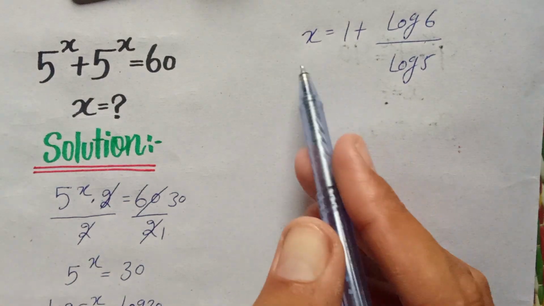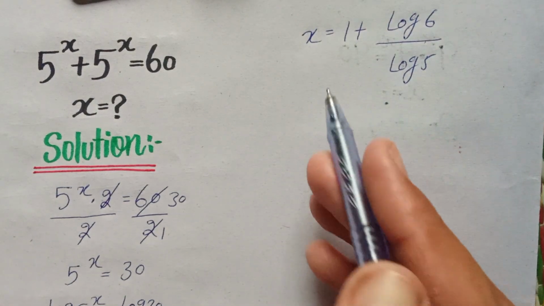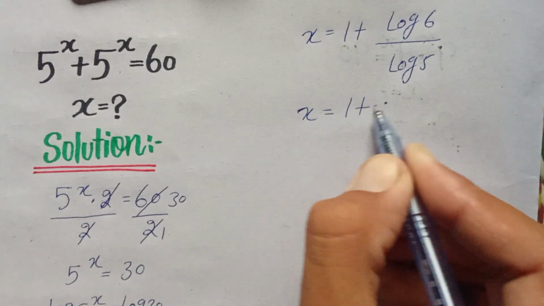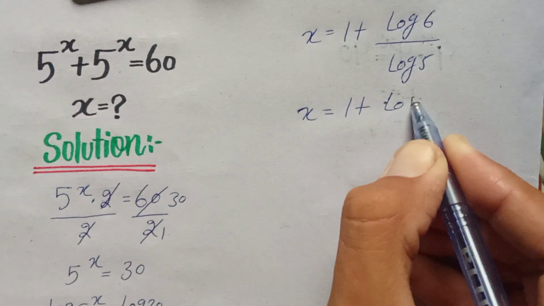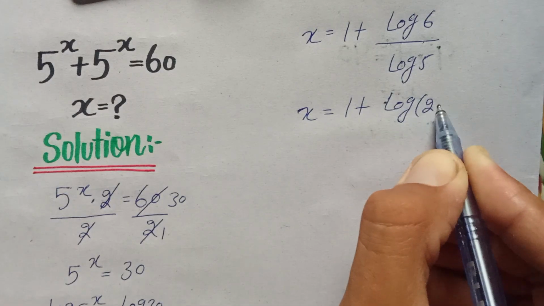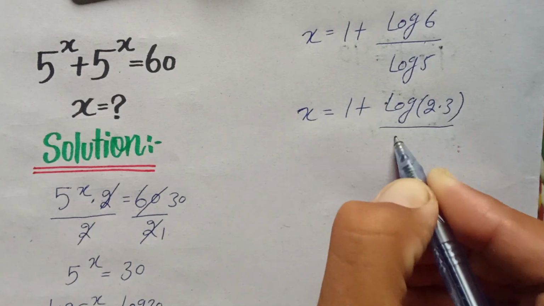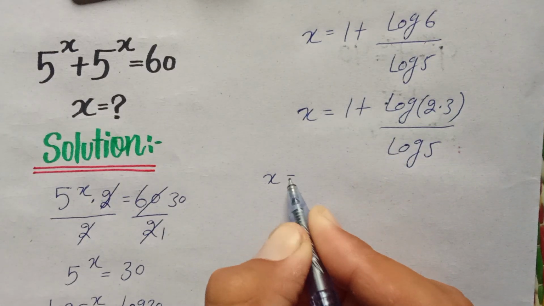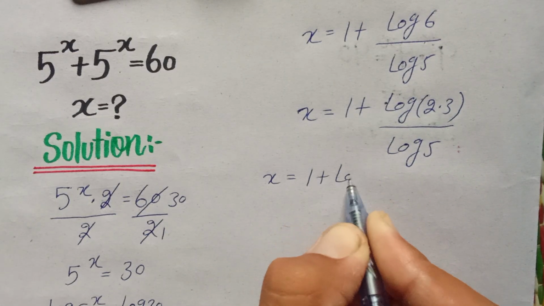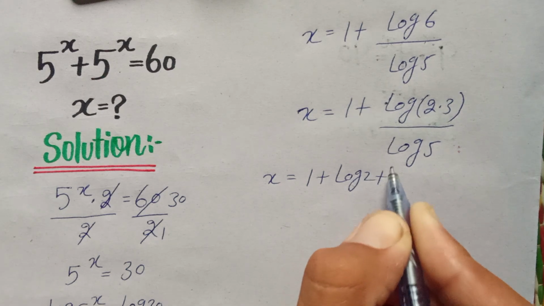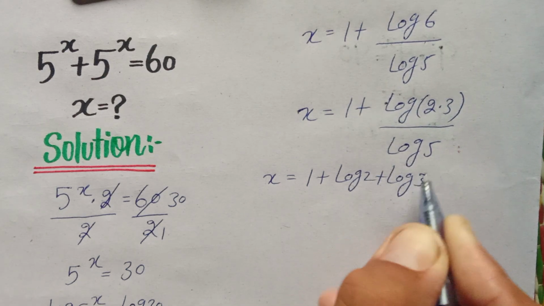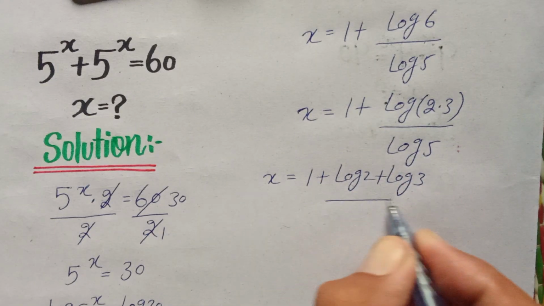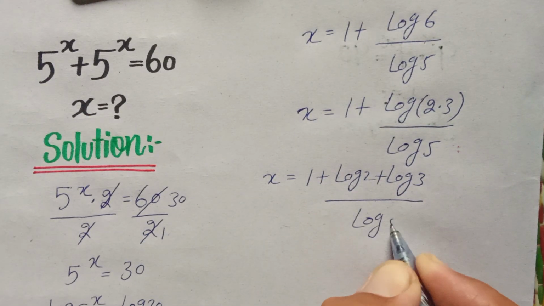Okay students, so we can write it as now here x is equal to 1 plus log 6, which can be written as log 2 times 3 divided by log 5. So x is equal to 1 plus log 2 plus log 3. We can apply the before rule which we explained, divided by log 5.